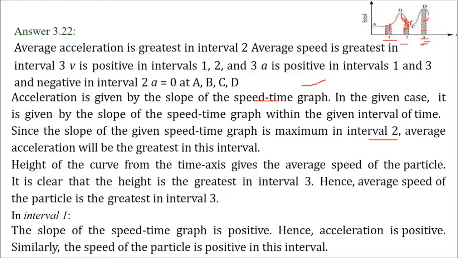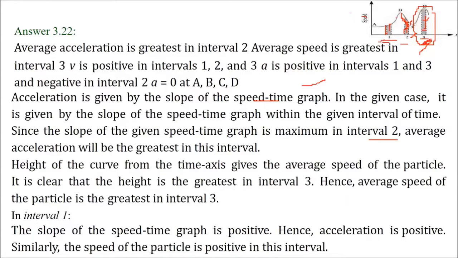How about the height? The height of the curve from the time axis gives you the average speed, because it is a speed-time graph. So it is clear that the highest is this one. So it is greatest in 3. The average speed of the particle is greatest in this interval 3.